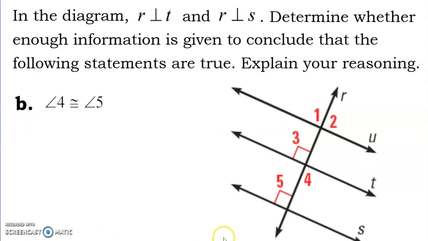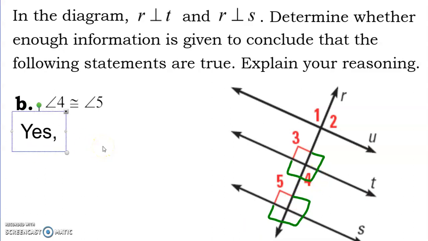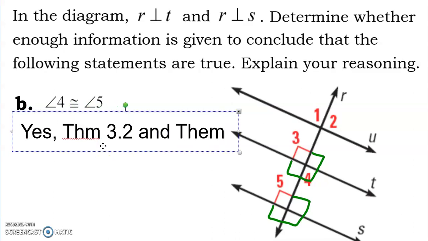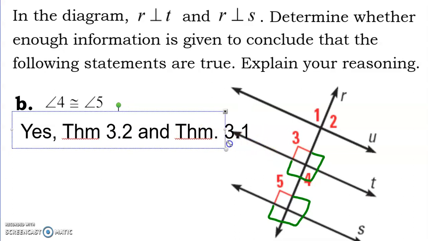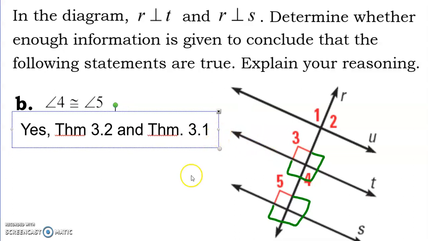Angle 4 is congruent to angle 5, so just like I had marked previously, we said that all of these are 90 degrees and all of these are 90 degrees. So is angle 4 congruent to angle 5? Yes, they're both right angles. But how did we know that they were both right angles? That was by theorem 3.2. So we know by theorem 3.2 and then theorem 3.1 that angle 4 is congruent to angle 5.